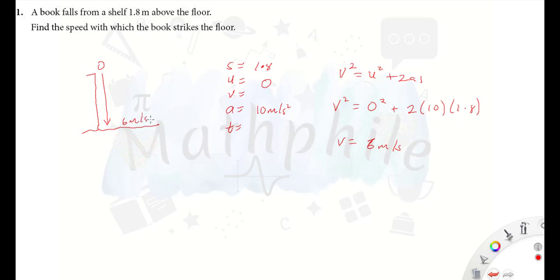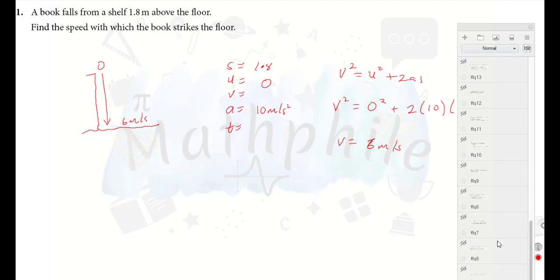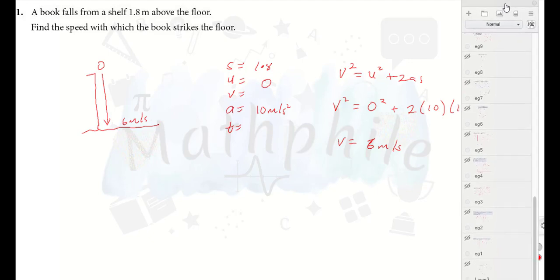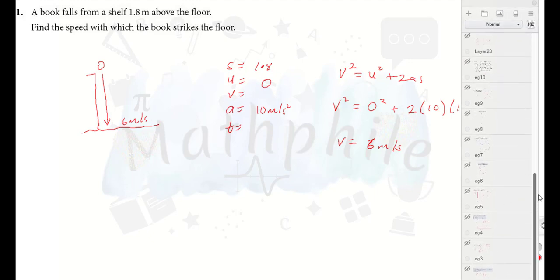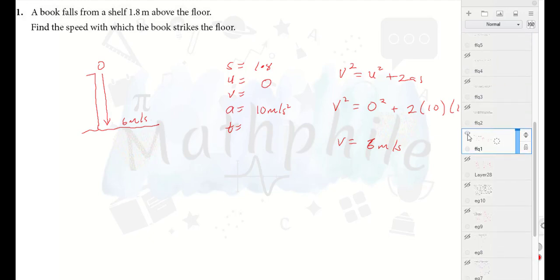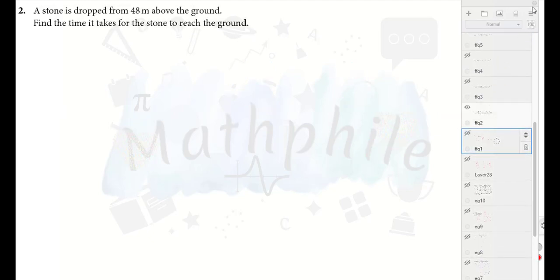Is that okay? Yes, please. So that's a very easy, simple question. All the questions are actually in the book I gave you, so don't worry. All of them are there. Let's see if we can get another question. Okay, question number two.